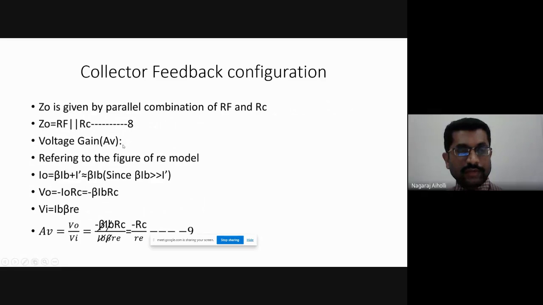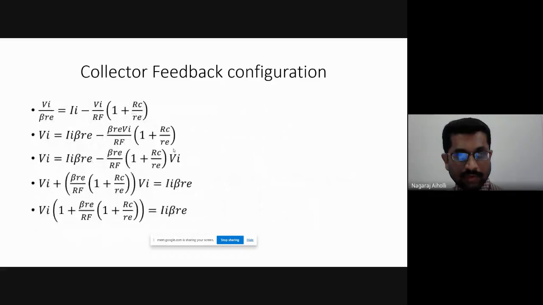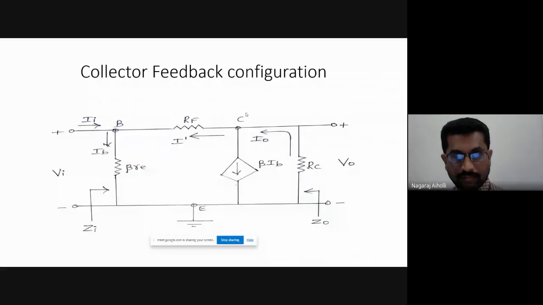Next is the voltage gain equation, AV. For deriving all these performance parameters, you have to consider the RE model only. That is our standard reference. Considering the RE model only, we have to derive all the performance parameters for all the circuits, whatever we have derived till now or will derive further. Now, if we look into the RE model, again I0 is beta IB plus I dash. I0 is this current.